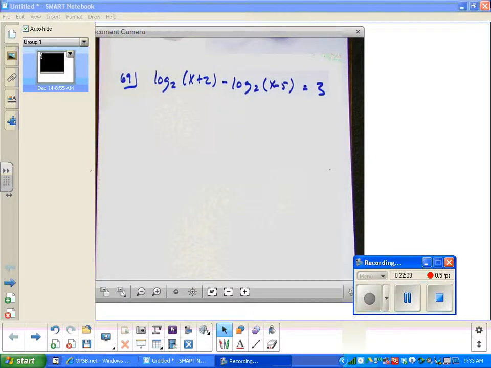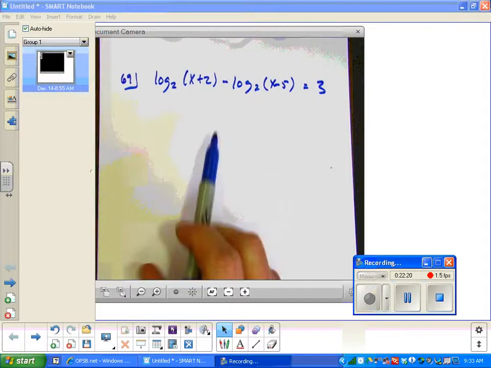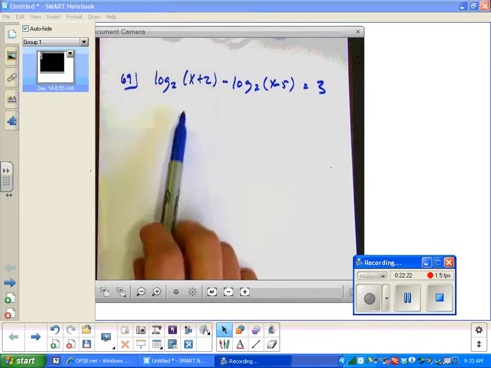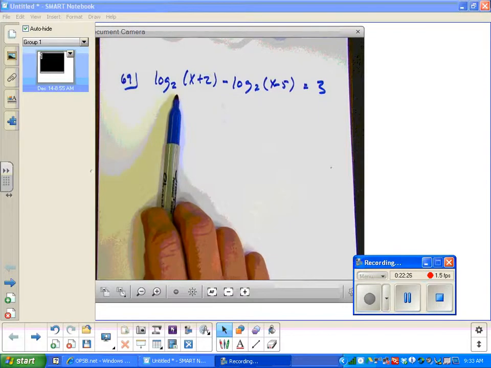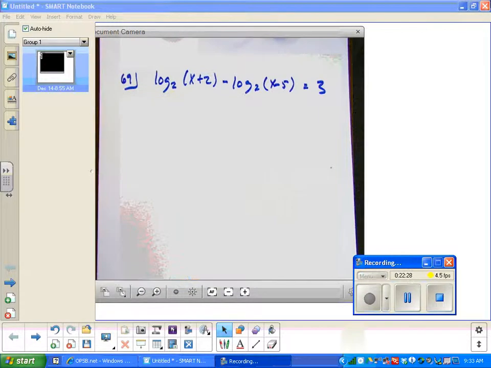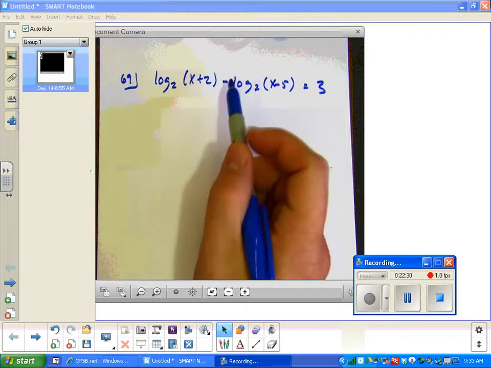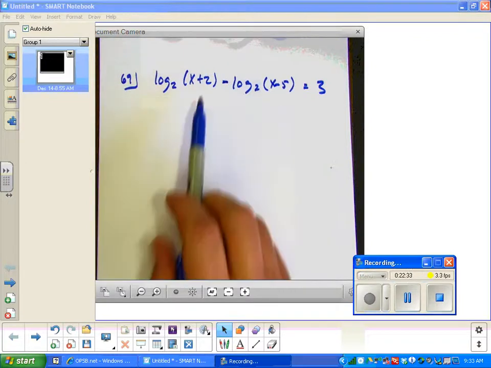Okay, and let me tell you something about these log equations on your test. I made out your test. There's probably more log equations on it than anything. Okay, now let's look. So we have multiple logarithms. Okay, so right, we can use the properties to put them together. Now with subtraction, right, we're going to divide these.